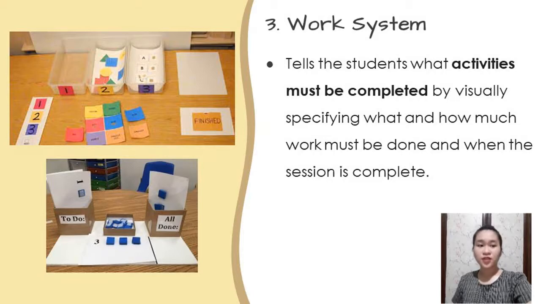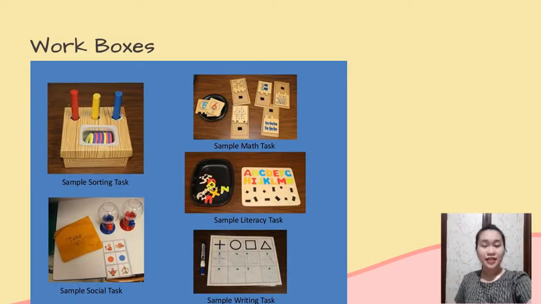It tells the students what activities must be completed by visually specifying what and how much work must be done and when the session is complete. A work system is an organizational system that gives a student with autism information about what is expected when he or she arrives at a classroom location. These are some of the work boxes for sorting tasks, math tasks, literacy tasks, social tasks, and writing tasks.